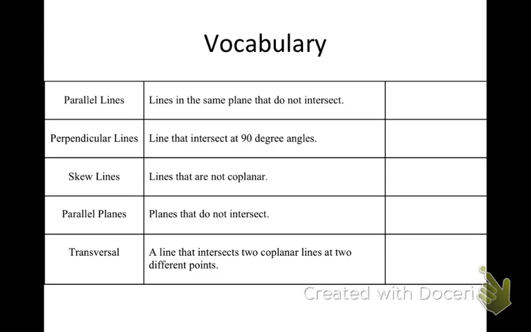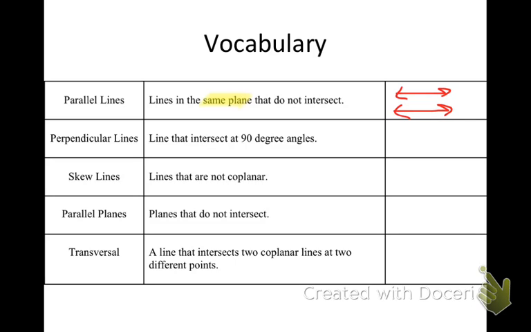First one is parallel lines. Parallel lines are lines in the same plane that do not intersect. Can anybody give me a real-life example of parallel lines? Railroad tracks are a perfect example of parallel lines. Yeah, the railroad tracks are not going to intersect. Why? Well, that's probably bad news for that train. All right, so parallel lines, lines in the same plane that do not intersect.